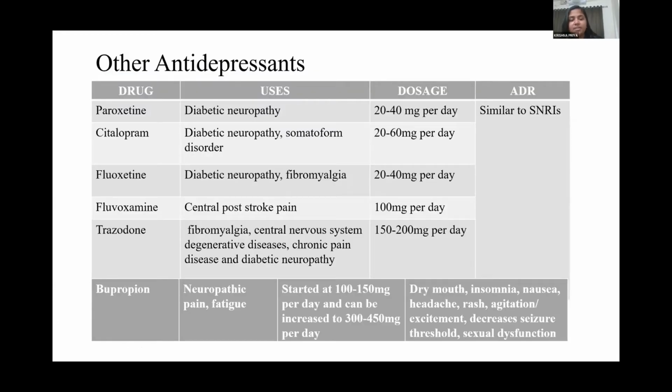Other antidepressants, SSRIs, can also be used in neuropathic pain. Some studies show the use of paroxetine, citalopram, and fluvoxamine in diabetic neuropathy and somatoform disorders, as well as in fibromyalgia. Bupropion can be used in neuropathic pain and fatigue from a starting dose of 100 to 150 milligrams per day and can be increased to 300 to 450 per day. But the side effects are insomnia, nausea, headache, rash, agitation, excitement, decreased seizure threshold, and sexual dysfunction.